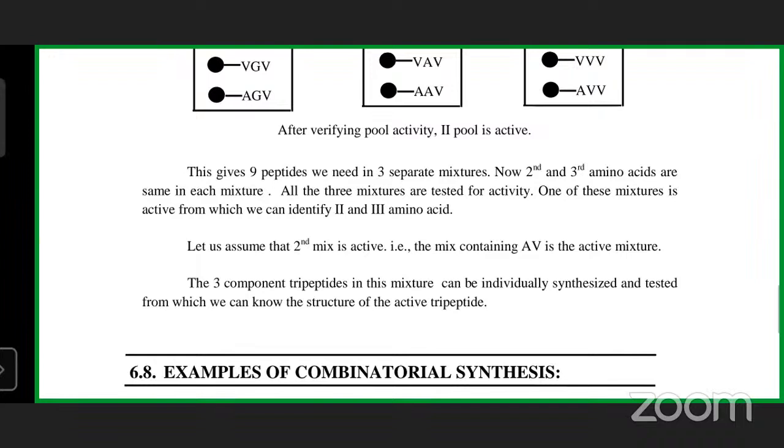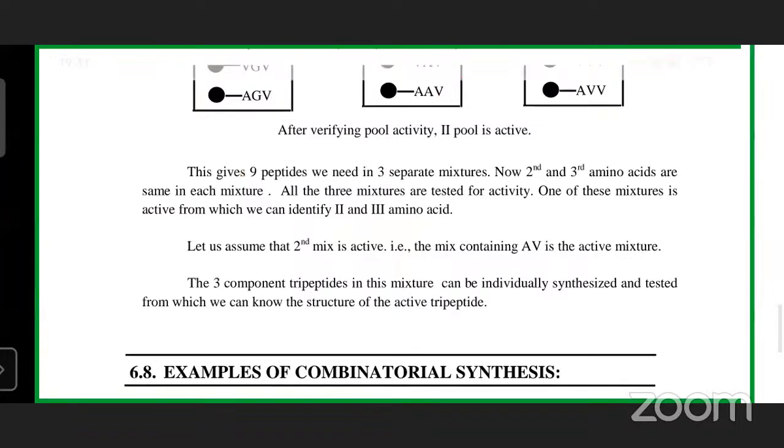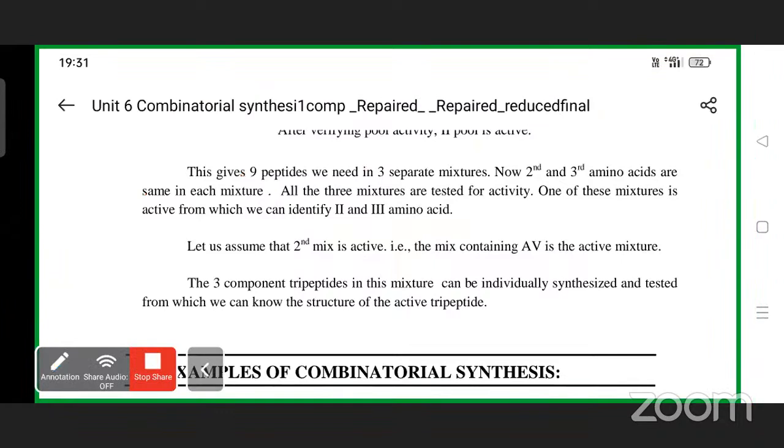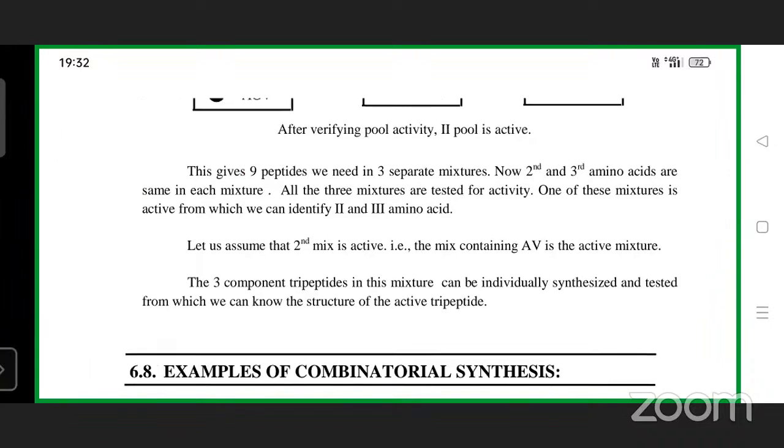There is one more method, an advanced method, the coded method, or decoded method. It is not in your syllabus. The decoded method is an advanced technique compared to recursive deconvolution and the micro manipulation method. Next, an example.